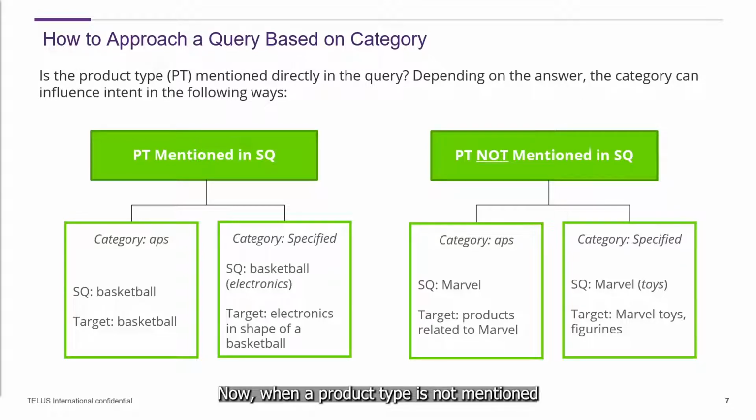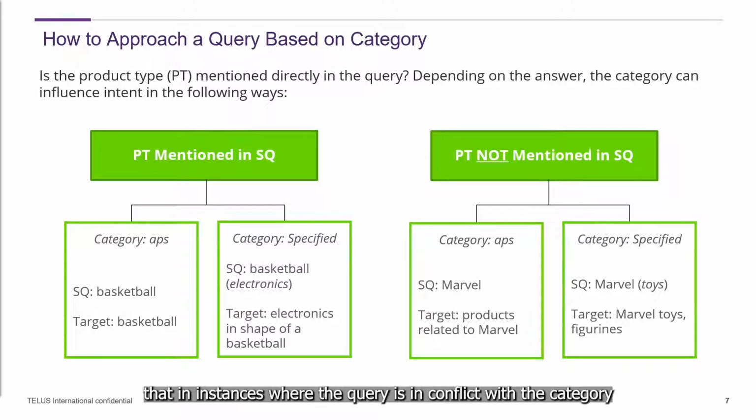Now, when a product type is not mentioned directly by the query, meaning it's more vague or broad, and the category is APS, the query can be treated like a theme. For example, if the search query is Marvel and the category is APS, we can mark all Marvel-themed products as exact, such as t-shirts, books, DVDs, figurines. If a specific category is selected, we can treat that category as the desired product type. So take the same example again, but this time the selected category is toys. In that case, we will only mark Marvel-themed toys as exact. All other product types, like books and DVDs, will be irrelevant.